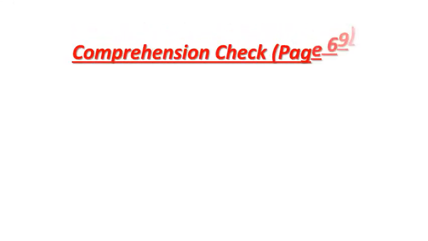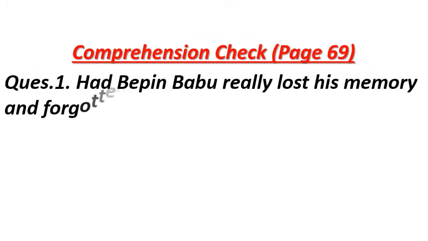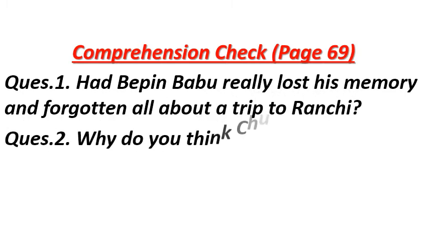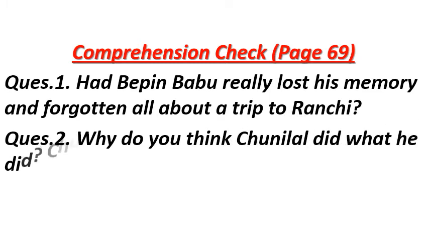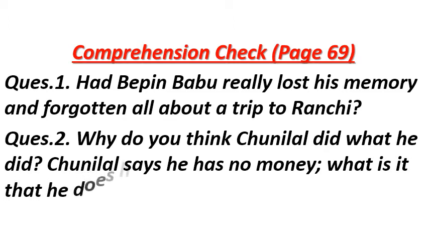Comprehension check, page number 69. Question number 1 is, had Bepin Babu really lost his memory or forgotten all about a trip to Ranchi? Question number 2 is, why do you think Chunni Lal did what he did? Chunni Lal says he has no money. What is it that he does have?